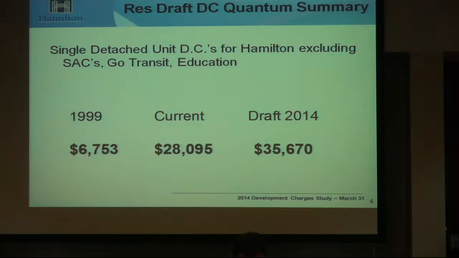Our current DC is at $28,095, and as I said, about $1,000 of that increase is due to the construction cost inflation figure of 0.4%. So we're looking at about a $6,500 increase due to project scope increase, increased costs, and a number of new projects also, including the development charges background study.